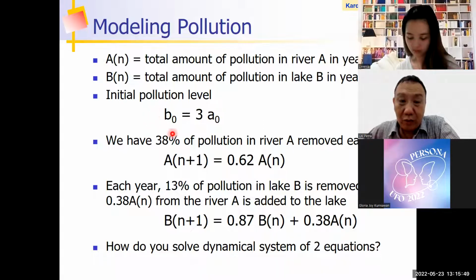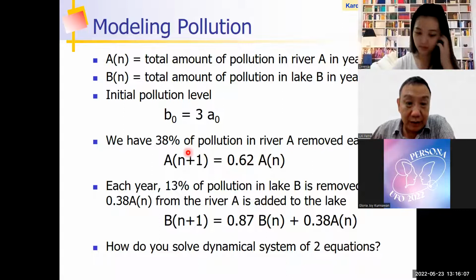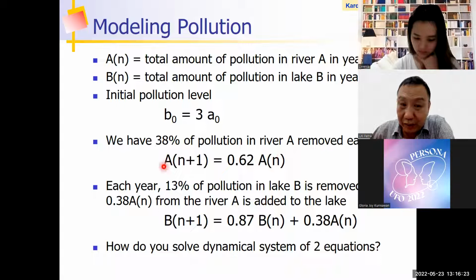And from what we know, we also know that 38% of the pollution in river A is removed each year, going out, either maybe evaporation or going back to the river. So in this case, 1 minus 38% is 62%, so 1 minus 38% is 0.62. Can you get why we put this equation?